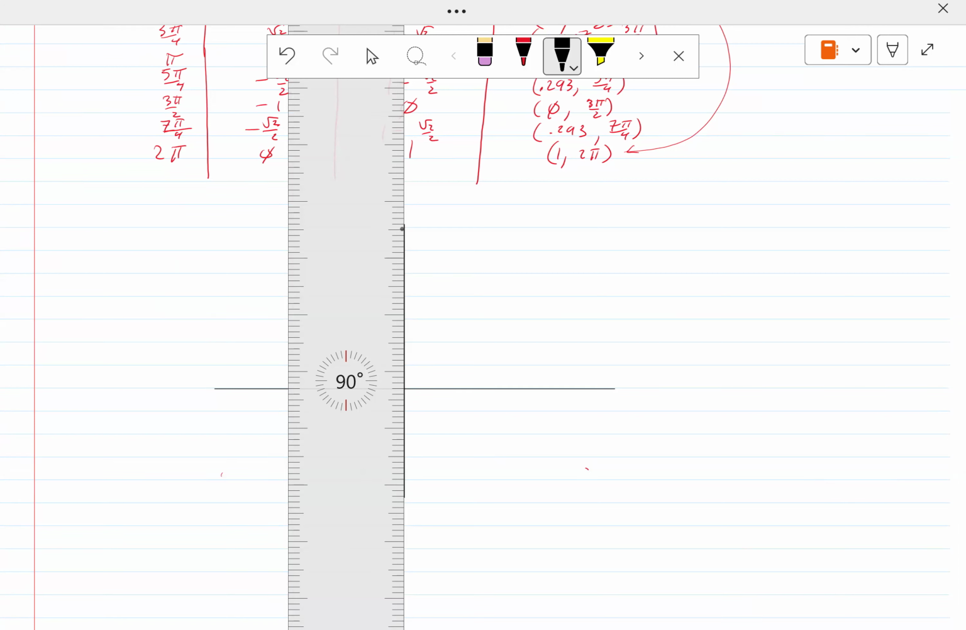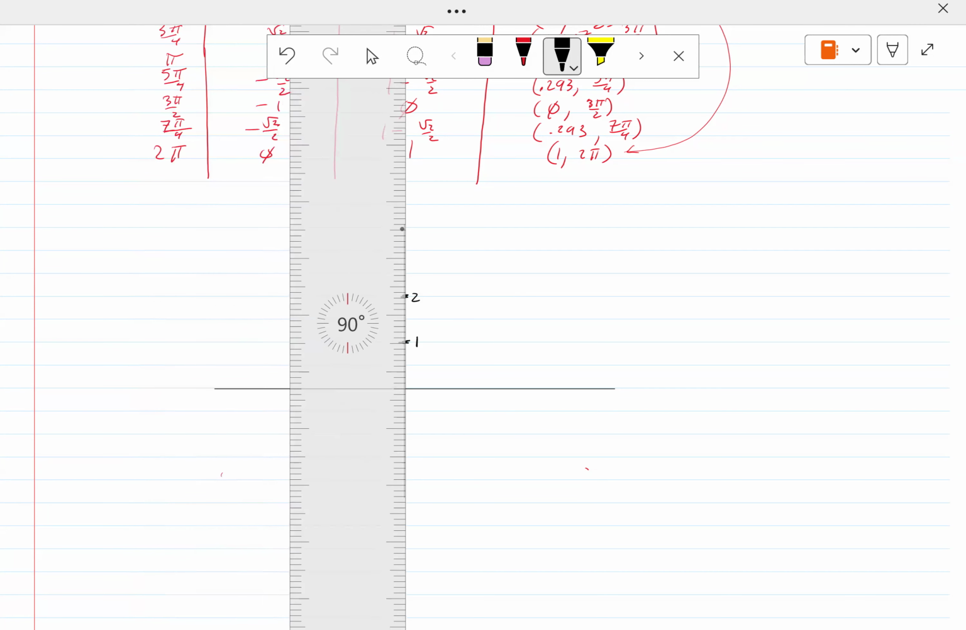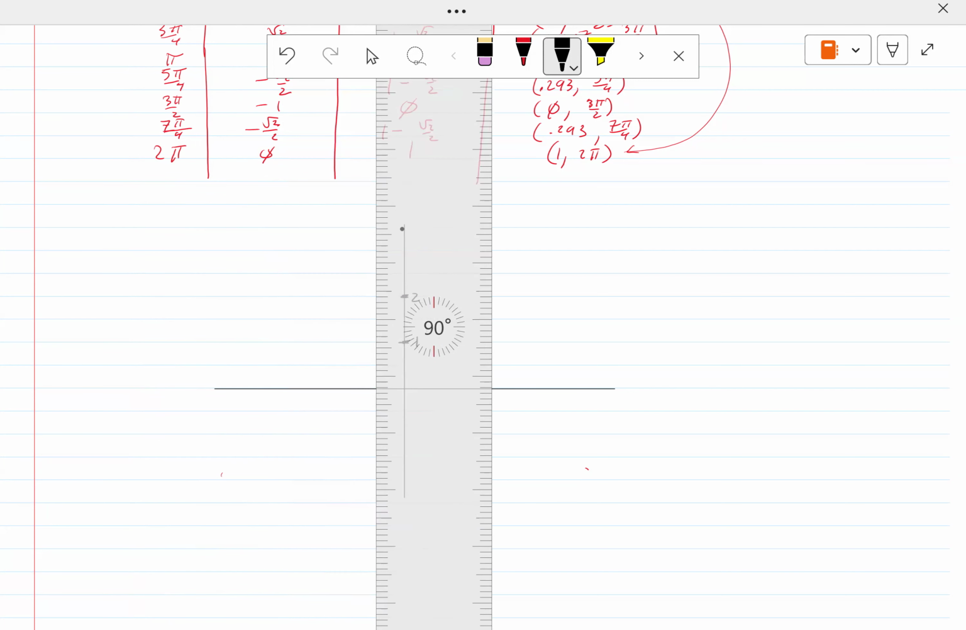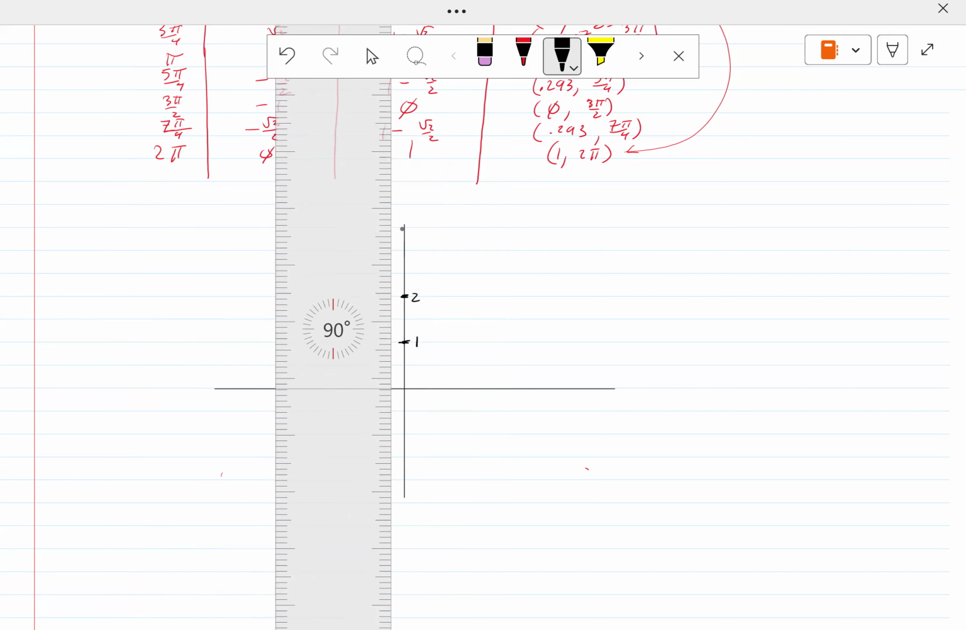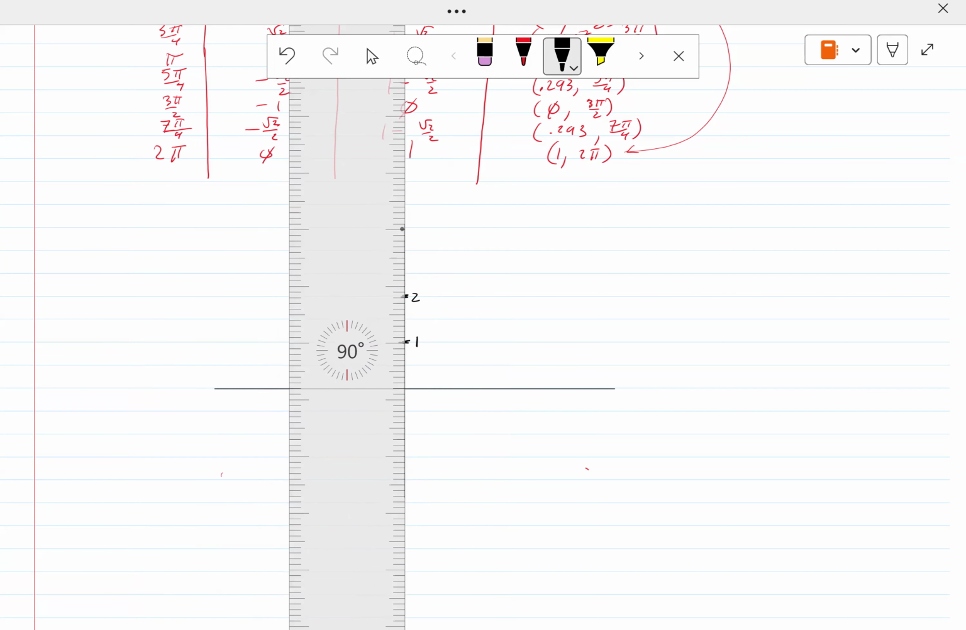Move this out of the way. I'm going to call this 1. I'm going to call this 2. So that's 1, that's 2. So how long is 1? 1 is about an inch. Well, it's about 3/4 of an inch.